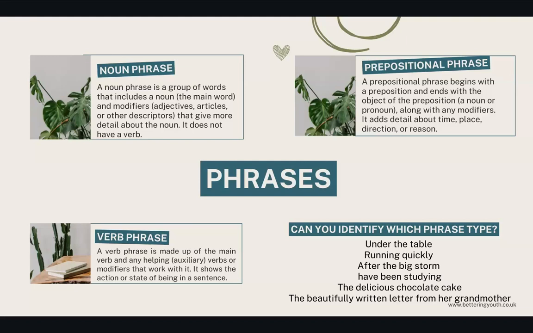Okay, welcome back. Let's see how you did. The first one, under the table. The giveaway here is that "under" is telling us about positioning, which makes it a prepositional phrase. Running quickly. The clue here is that we include a verb as well as a modifier, "quickly", which makes it a verb phrase.